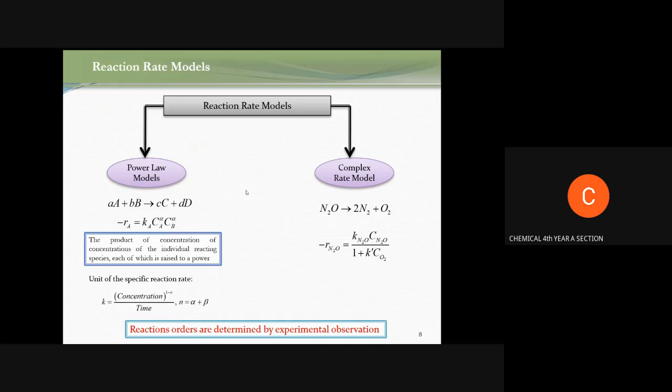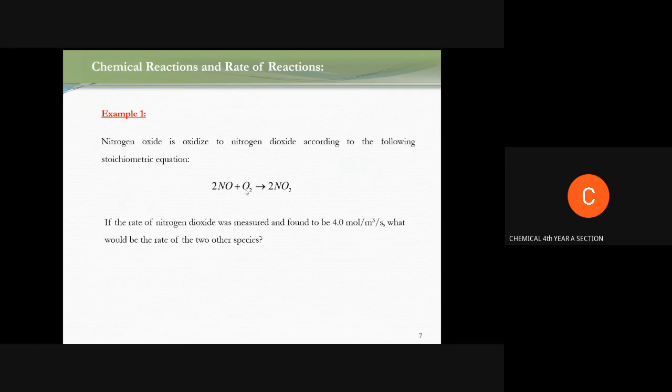Now the solution is reaction rate models. You can easily look at it. Our nitrogen dioxide is the product. So we are going to analyze it. There is a small change in it. What does it mean? Nitrogen dioxide was formed from oxygen and nitrogen oxide, so the two elements are used in the reactor.